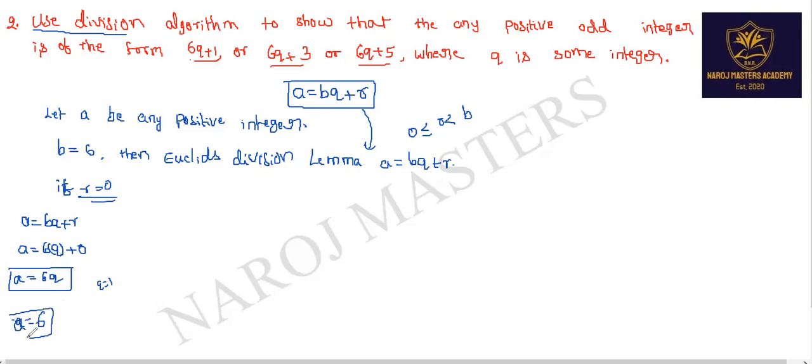6 into 1. And if r is equal to 1, substitute in a is equal to bq plus r. In this equation, if you substitute the values of r and b, a is equal to 6 into q plus 1. And substitute the value of q, which is some integer, positive or negative. I am going to substitute q is equal to 5. 6 into 5 plus 1. 6 5s are 30, plus 1. So a is equal to 31.